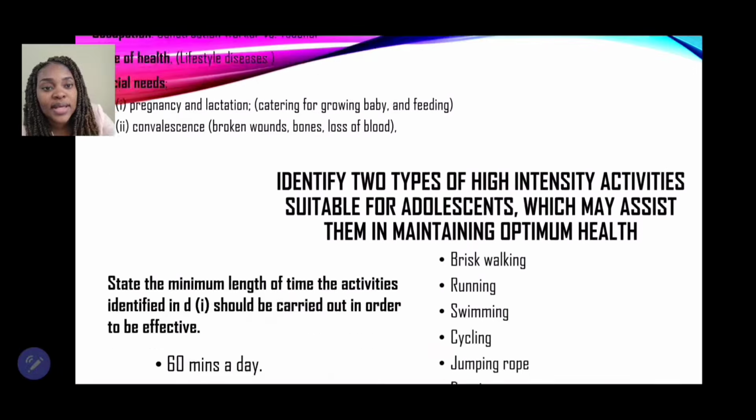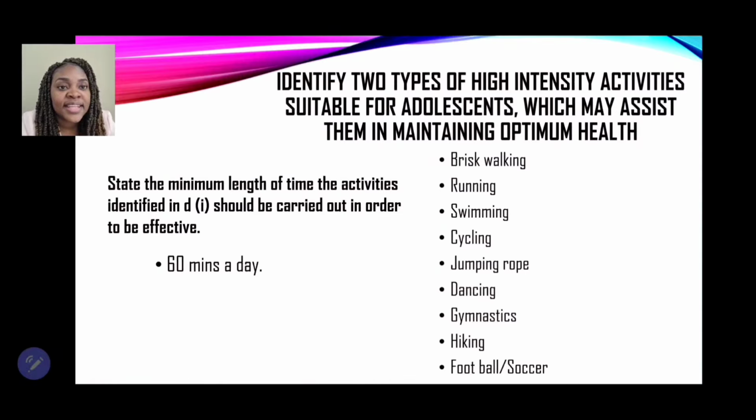All right. Next question, identify 2 types of high intensity activities suitable for adolescents, which may assist them in maintaining optimum health. When we speak of high intensity activity, those are activities that require a lot of energy to perform, all right? And another name for adolescents is teenagers, all right?